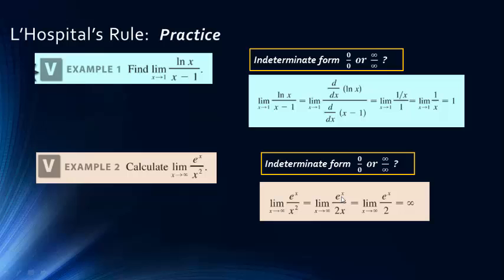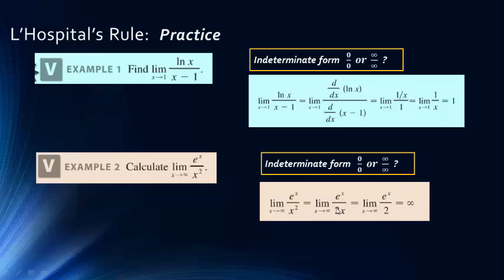The derivative of e to the x is e to the x. The derivative of 2x is just 2. Notice now we have infinity, e to the infinity, which is infinity, divided by 2, which is still infinity. We cannot apply L'Hopital's rule again because we do not have an indeterminate form. We have infinity over 2. We do not have infinity over infinity, so we're done.